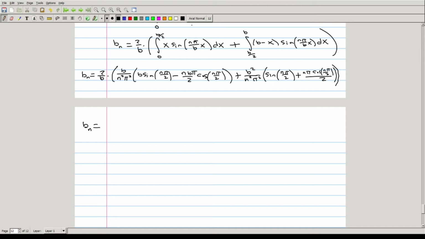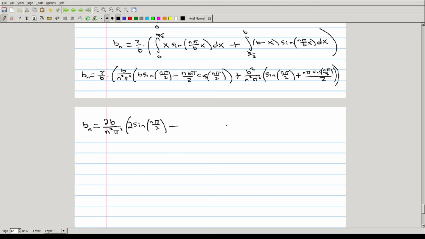So we have a little bit of a cancellation here. You can factor out the b squared over n squared pi squared. It's to be 2 times b. You have b squared over n squared pi squared here. And this will be times sine of n pi over 2 plus sine of n pi over 2 gives you 2 times sine of n pi over 2.